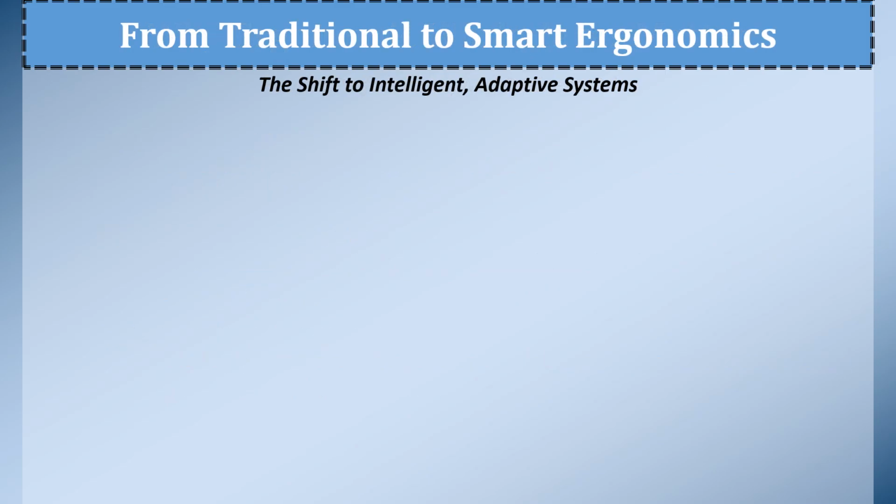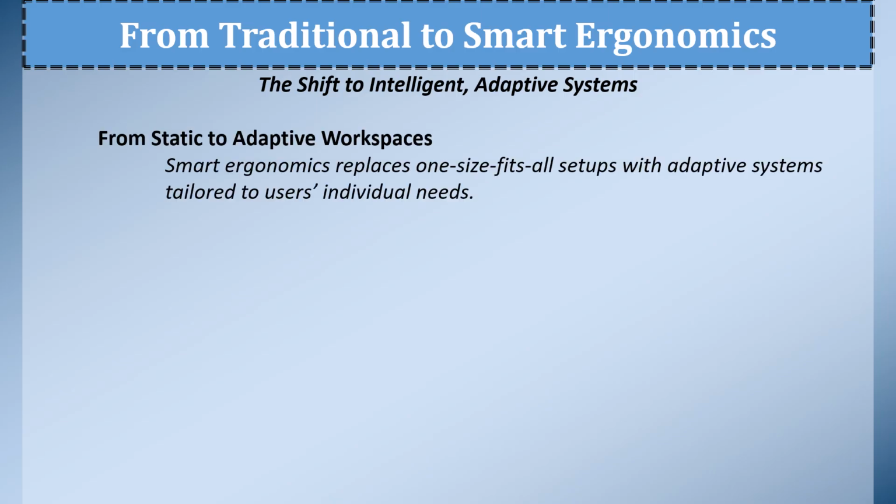From traditional to smart ergonomics, the shift to intelligent adaptive systems, from static to adaptive workspaces. Traditional ergonomic solutions were fixed and universal, offering limited personalization. Smart ergonomics introduces adjustable systems that adapt to each user's body size, postures, and work habits. These responsive environments provide a better fit and long-term comfort.